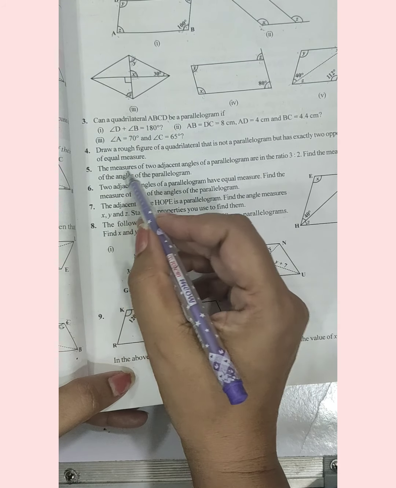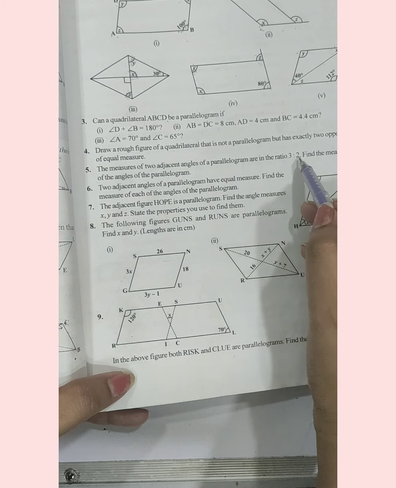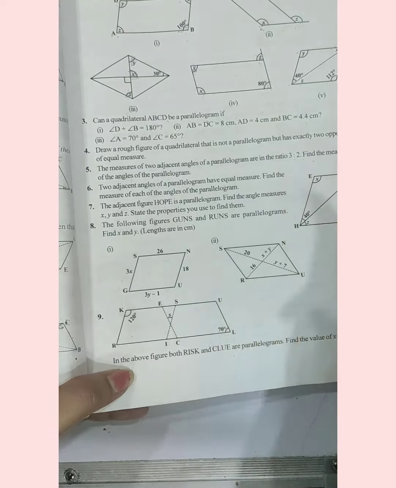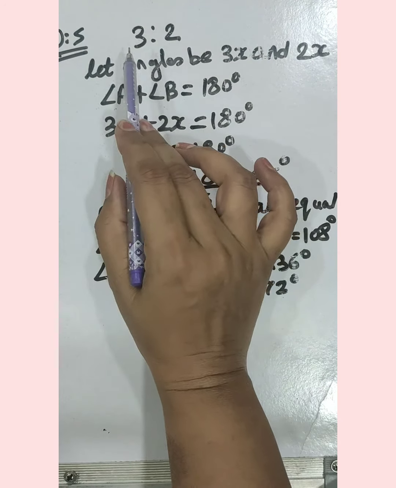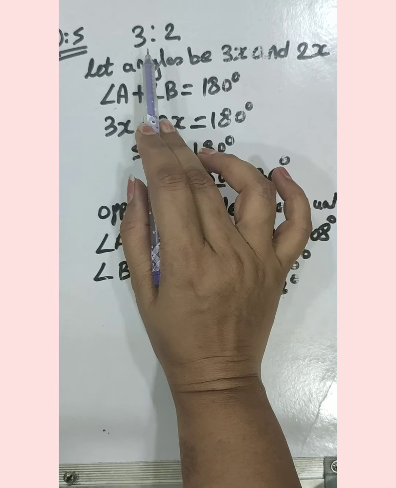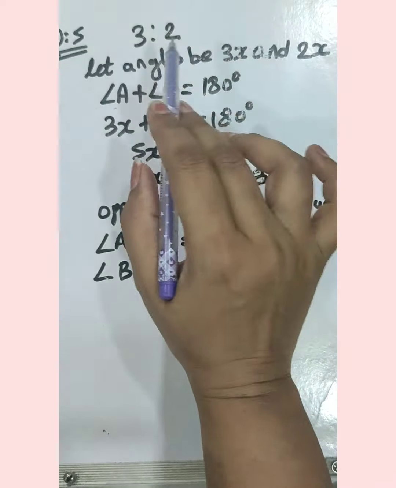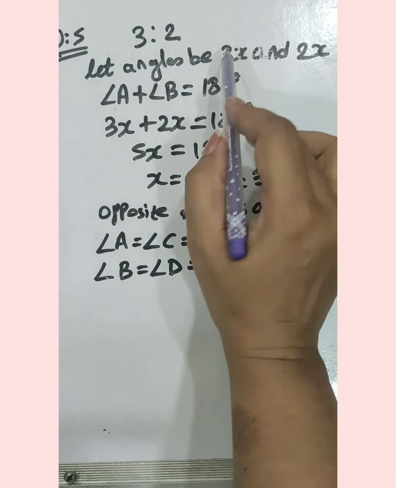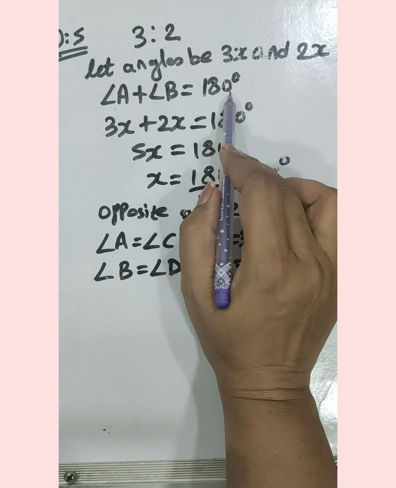Question number 5. The measures of two adjacent angles of a parallelogram are in the ratio 3:2. Find the measure of each of the angles of the parallelogram. Now here there are two adjacent angles which are in the ratio 3:2. Suppose I take them as angle A and angle B. If they are in ratio 3:2, then I can take angle A as 3x and angle B as 2x. As they both are adjacent, I can write them as supplementary. So my total will be 180.